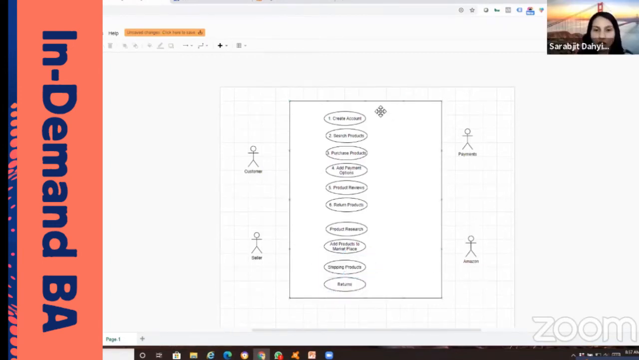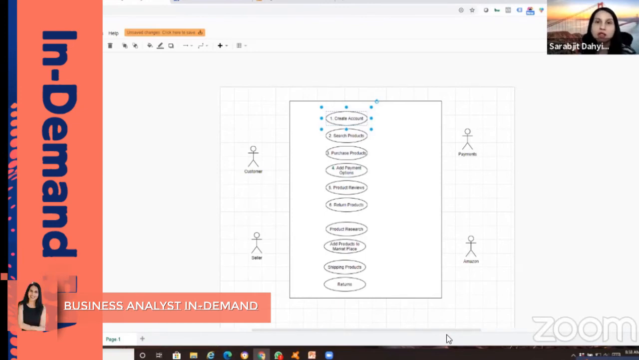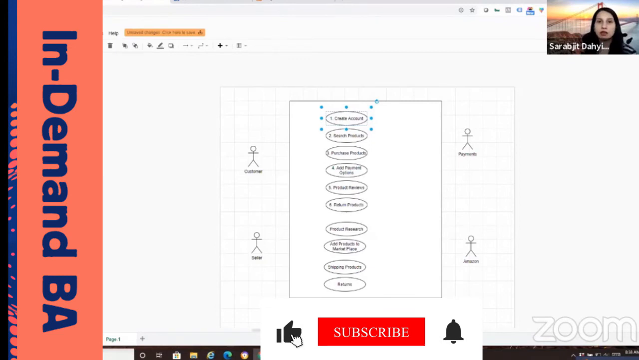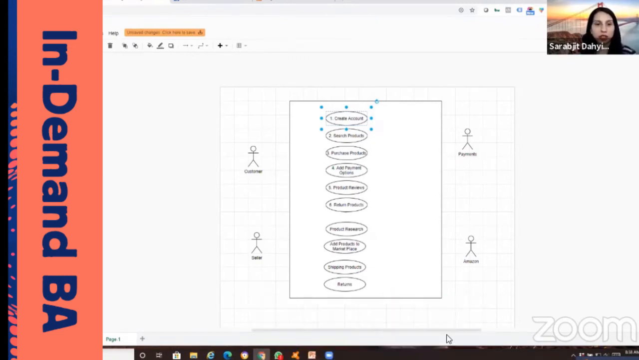Okay, so just by doing this simple exercise that took us less than 5 minutes, we are able to identify from a customer standpoint all the things that we need to have or talk about or document if we were to build a system like Amazon. And that's the beauty of use case diagrams, because it lets you step outside of your own role as a BA and step inside the role of a customer or a seller and figure out what it is that you need to work on.